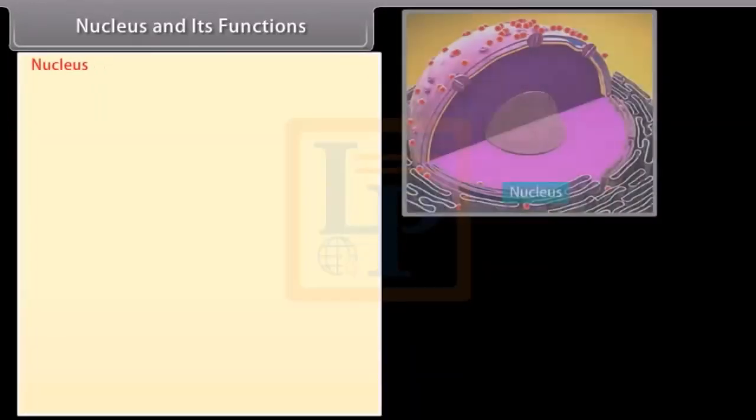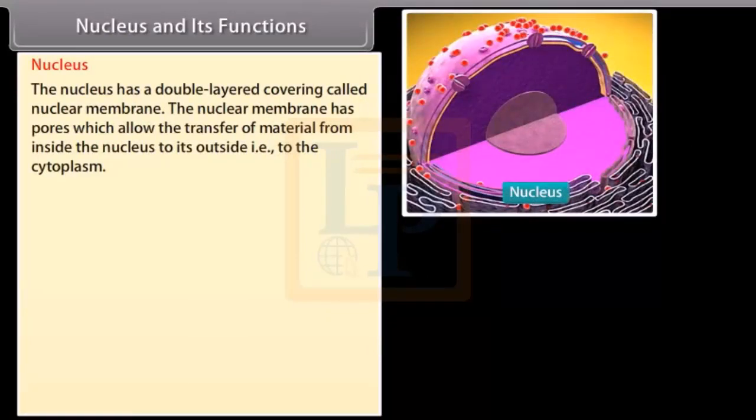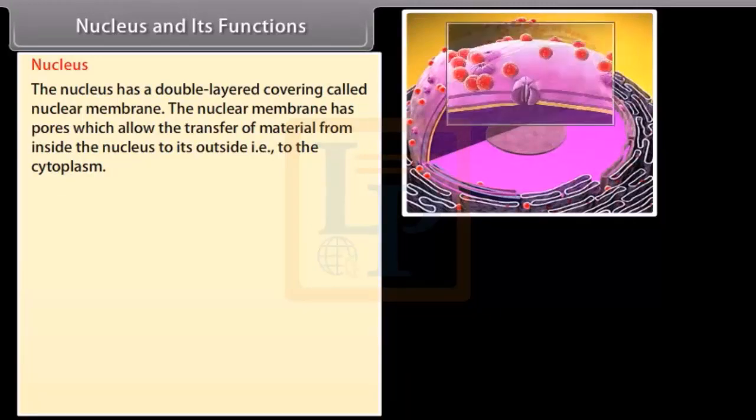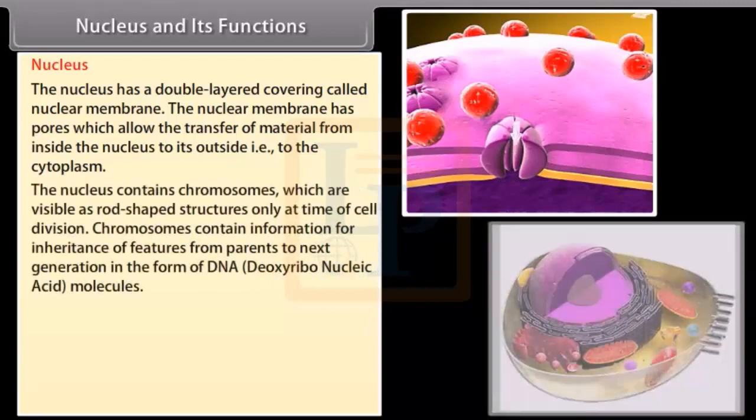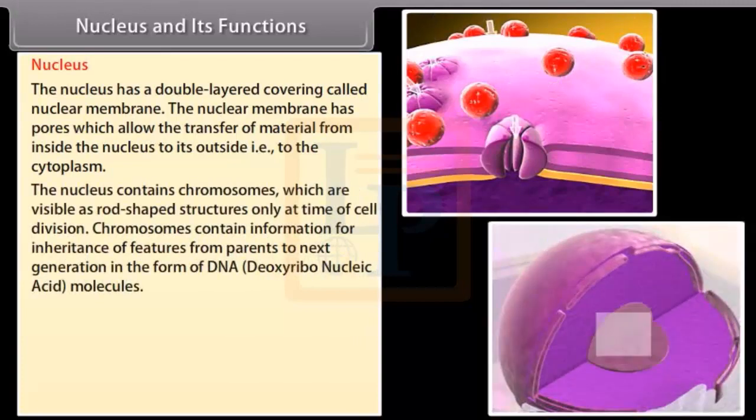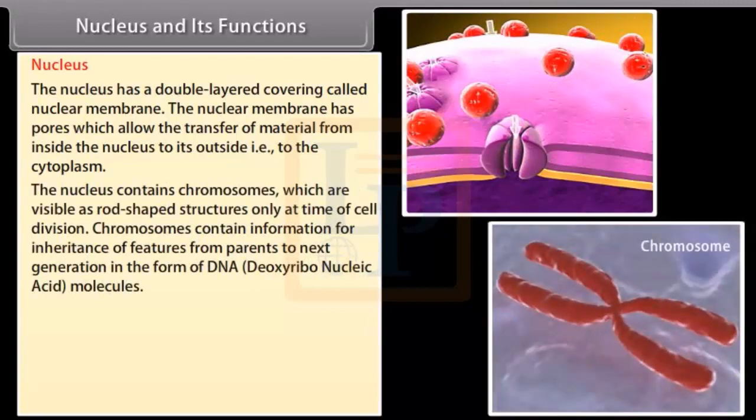Nucleus and its functions. Nucleus. The nucleus has a double-layered covering called the nuclear membrane. The nuclear membrane has pores which allow the transfer of material from inside the nucleus to its outside, that is, to the cytoplasm. The nucleus contains chromosomes, which are visible as rod-shaped structures only at the time of cell division.